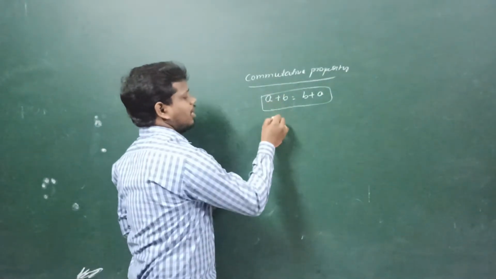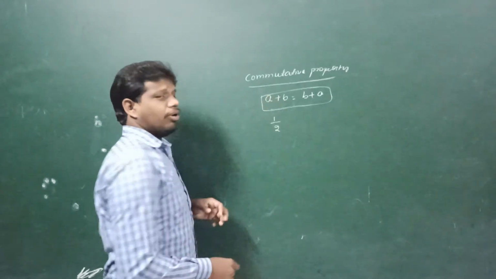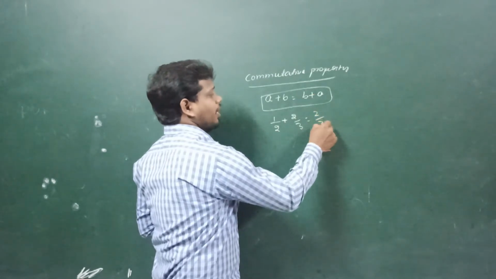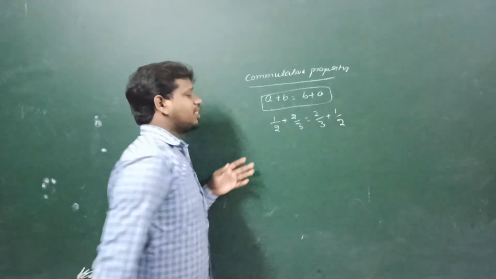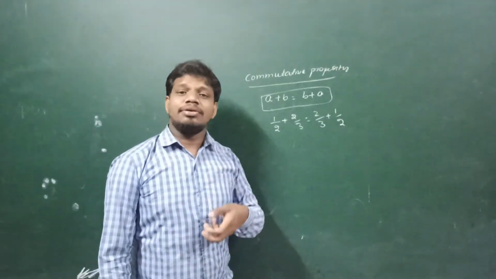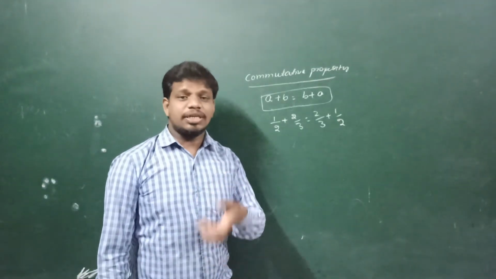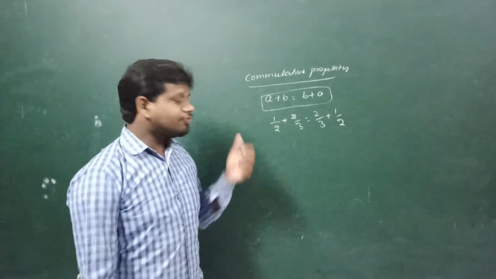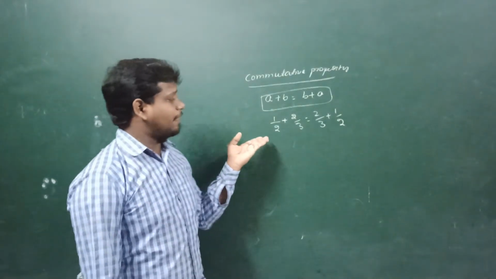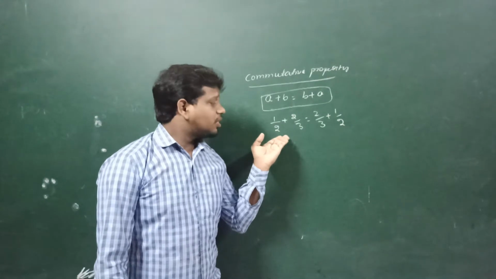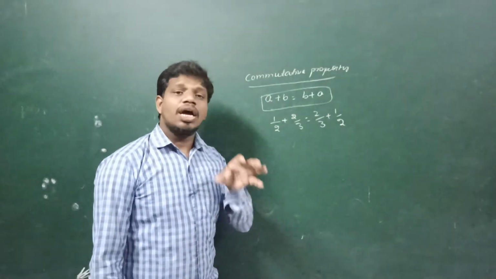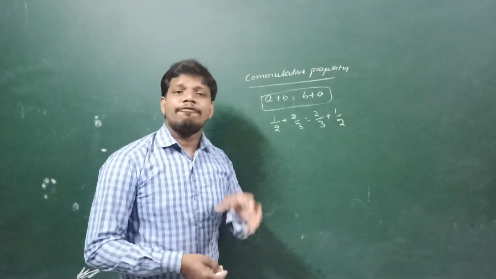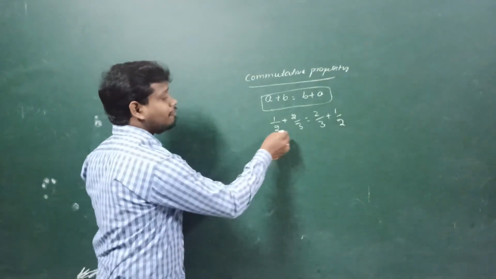So for example, in the previous case we assumed a equal to 1 by 2 as well as b equal to 2 by 3. Once again see children, when we are going to add two rational numbers, first the denominators should be equal. After that we have to add the numerators. Here the denominators are unequal, so what do we have to do? We find the LCM of the denominators. What is the LCM of 2 and 3?